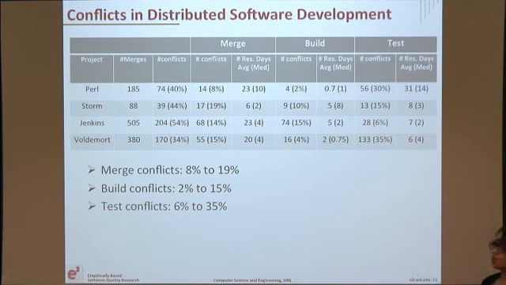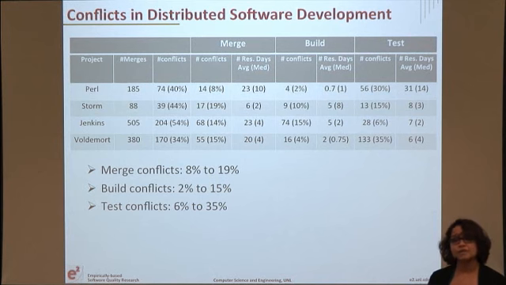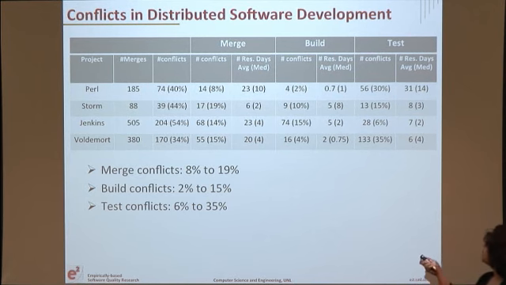And when we look at this, you see the total number of conflicts ranges from 40% to 54%. That's quite a large number of merges that had some sort of problem, right? Further, breaking these conflicts into merge, build, or test, we see that it ranges very differently for different projects. Some had 14%, Perl had only 18%.